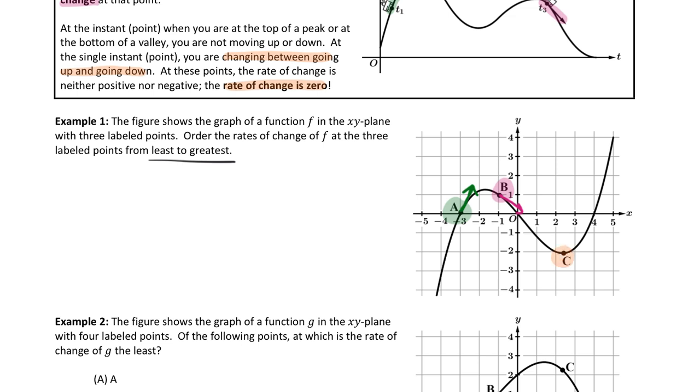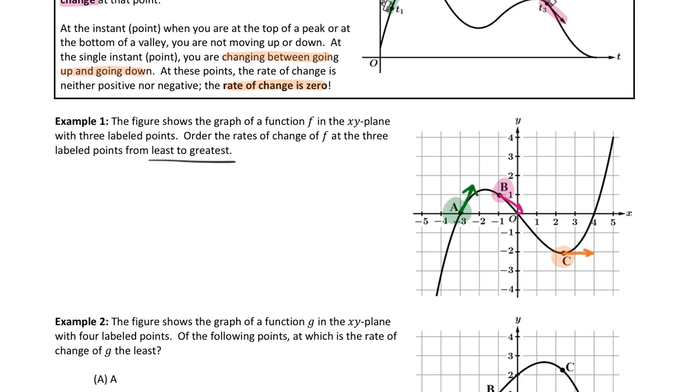Zero, because we're turning there, yes? We're changing from going down to going up, so we're changing from decreasing to increasing. So our slope has to cross from 0 to go from negative numbers to positive numbers. So if we're labeling this from least to greatest, which one of those numbers is going to be least, A, B, or C?